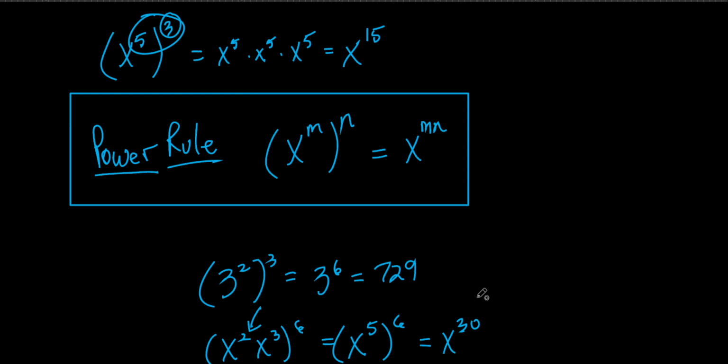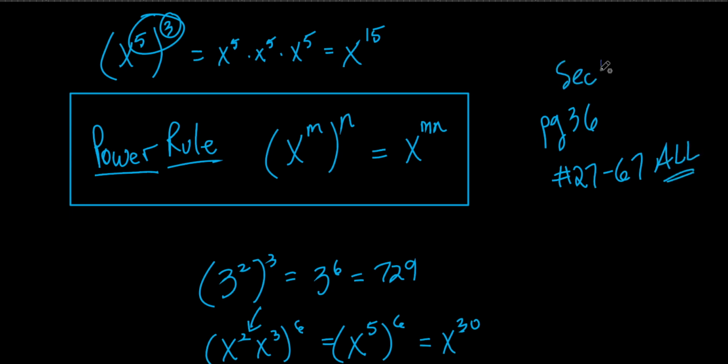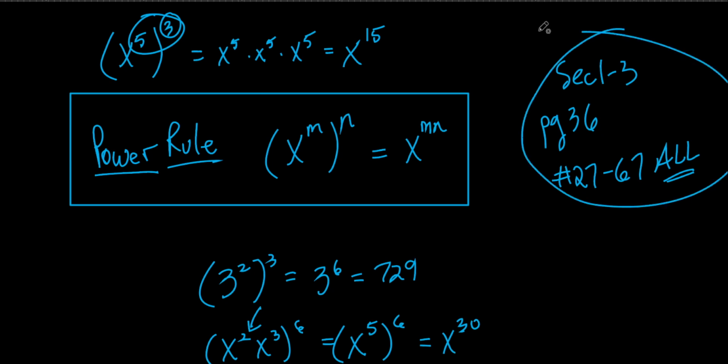All right, you got the homework sheet in front of you. Get the homework done. That's due tomorrow. It's page 36. No, I'm gonna guess it. Before that. 27 to 67. And you're doing all of them. All of them. This is section 1.